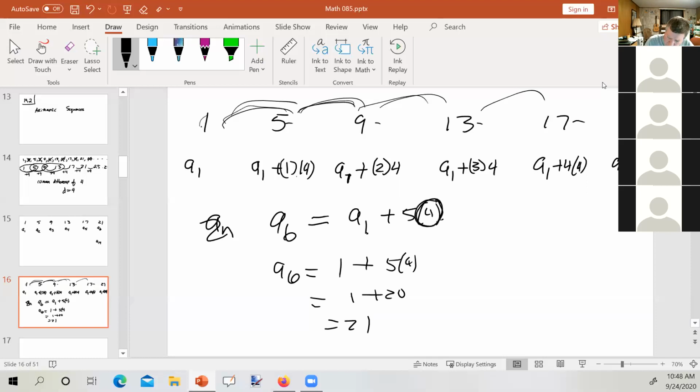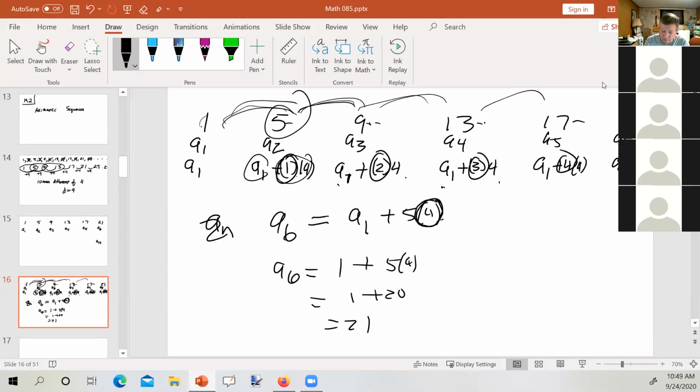This number was the common difference, right? The 4. Well, let's go back and let's call this a sub 1, a sub 2, a sub 3, a sub 4, a sub 5, a sub 6. Okay? This number was the 1 plus 1 times 4. This number was the 1 plus 2 times 4. This number was the 1 plus 3 times 4. Do you see that this number here, the number I'm multiplying by 4, is 1 less than the subscript?